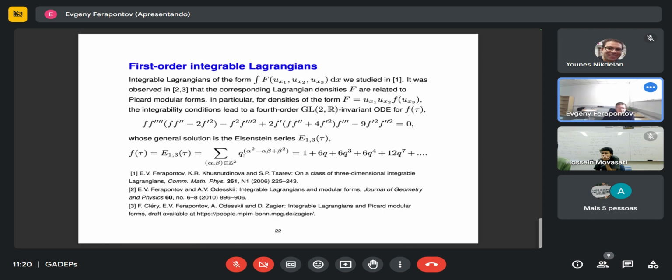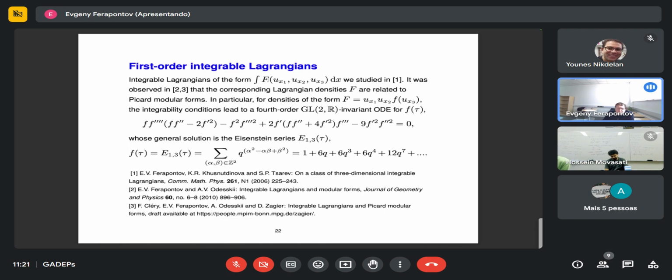And it was observed by my colleague Alexander Odesskii that this general f is actually a modular form of 3 variables. And then this was made precise in our preprint with Clery, Odesskii, and Zagier. It was realized that this function f is actually a Picard modular form of its arguments, not precisely a Picard modular form, it's related to Picard modular forms in some precise way. This is still a draft, but it's available on Don's webpage.